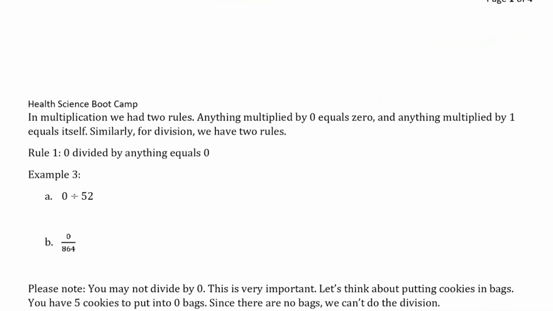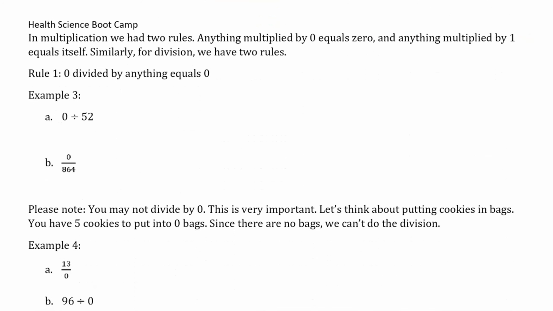Now, in multiplication, there were two rules. One of the rules was anything that's multiplied by 0 equals 0, and anything multiplied by 1 equals itself. Similarly, for division, we're going to have two rules. So the first rule is related to the number 0. 0 divided by anything equals 0. So let's think about why that's true.